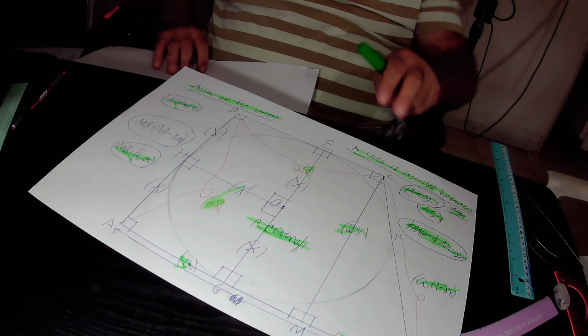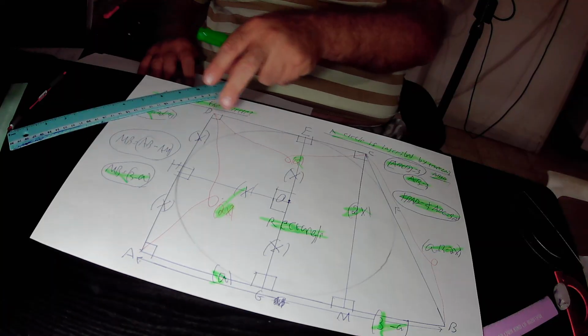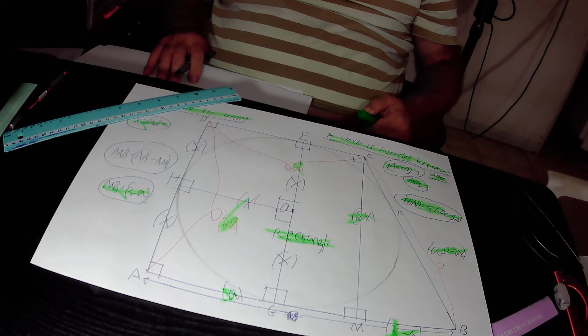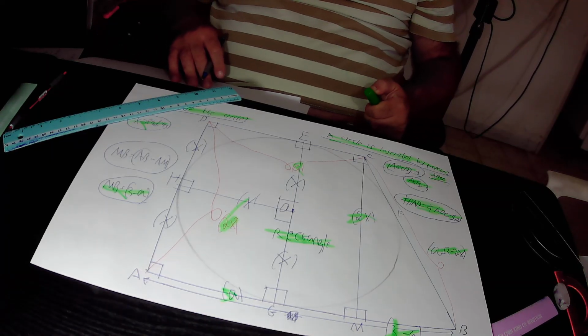Repeat quickly the definition of a trapezoid. A trapezoid is a quadrilateral with one pair of parallel sides. Again, a trapezoid is a quadrilateral with one pair of parallel sides.